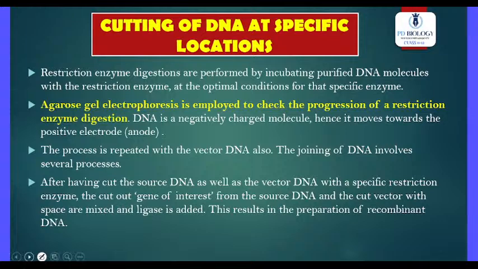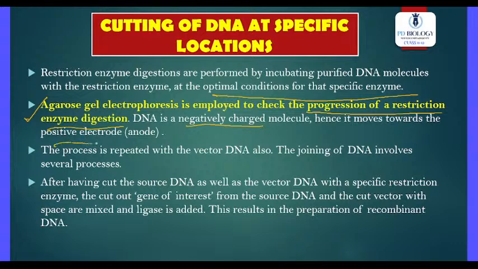So cutting of DNA at a specific location by RE: the purified DNA molecule is cut by RE in the optimal condition with a specific enzyme. Agarose gel electrophoresis checks the progression of the restriction enzyme digestion. DNA is negatively charged, we already discussed this one, hence it moves toward the positive end, that is anode. Very important point, that DNA is always negatively charged and it always moves towards the positive electrode, and that is anode.